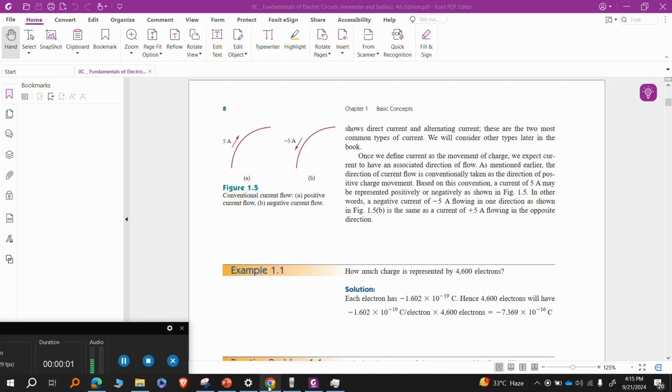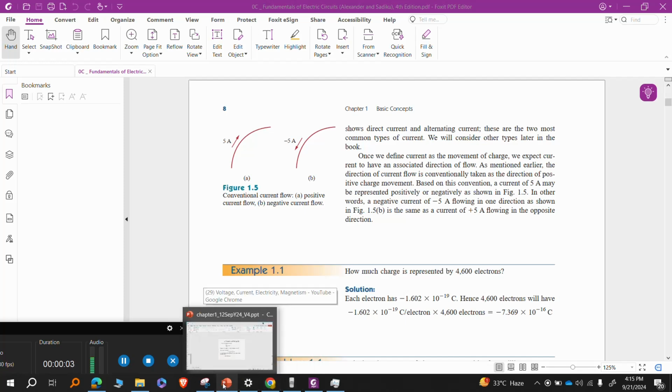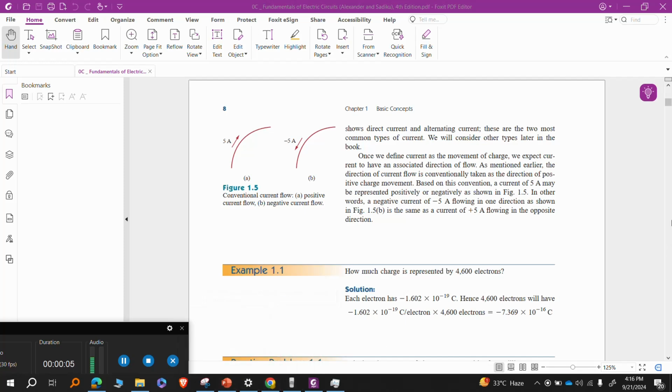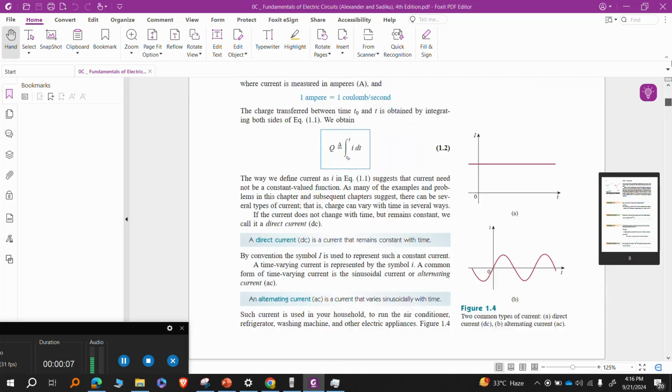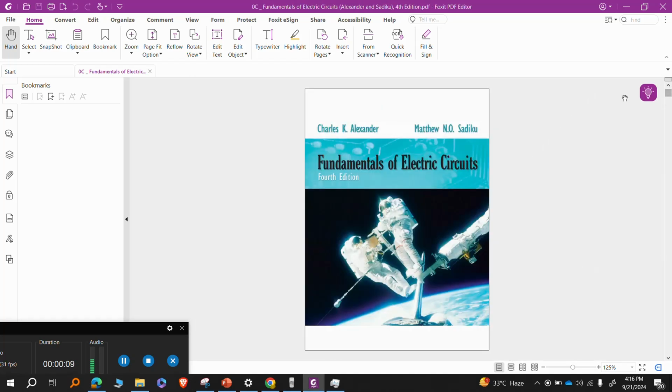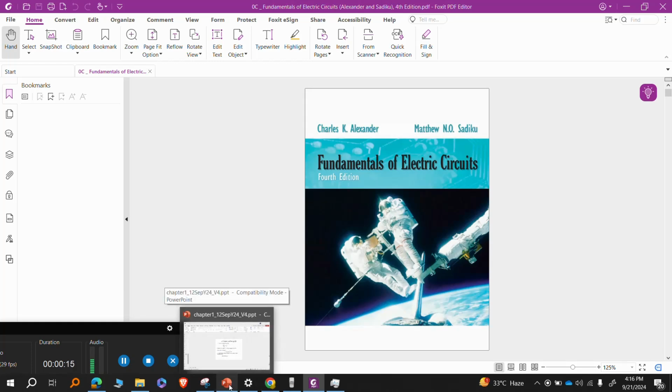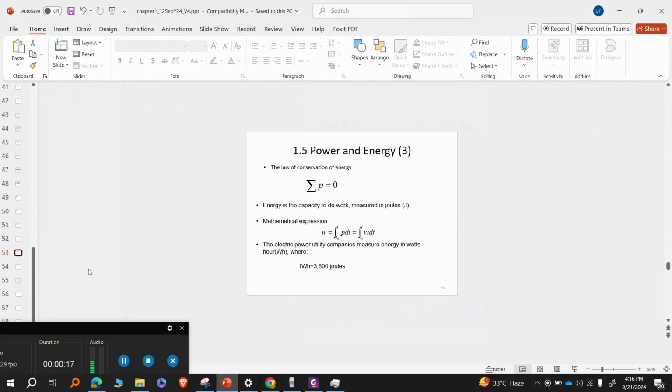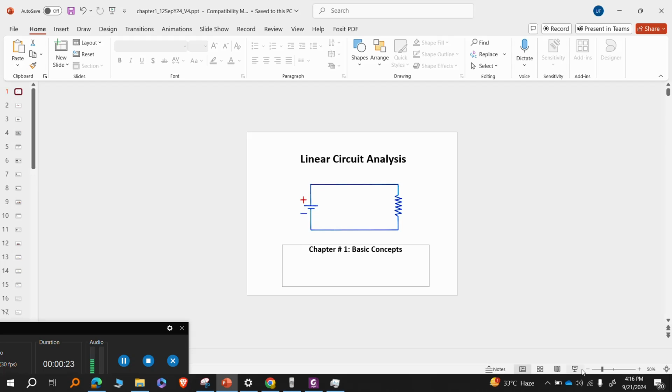Assalamu alaikum. Today we'll be discussing chapter number 1 from the book Fundamentals of Electric Circuits by Alexander and Sadiku. This book is very important and very good in its contents. We'll review the basic slides, solve some problems, and discuss the basic idea about this course.